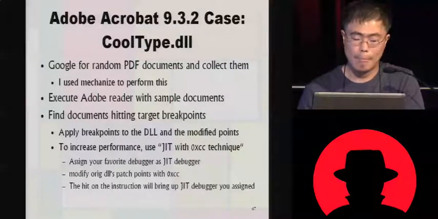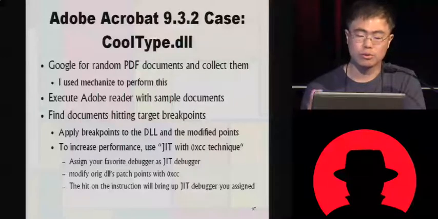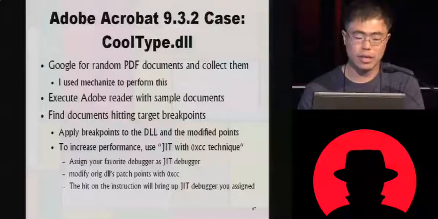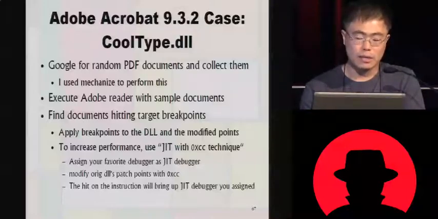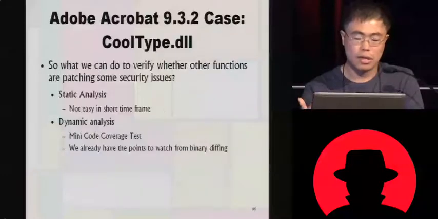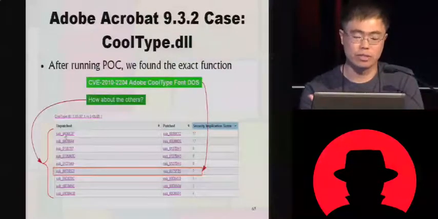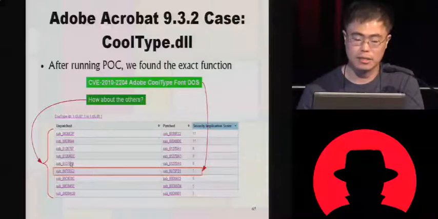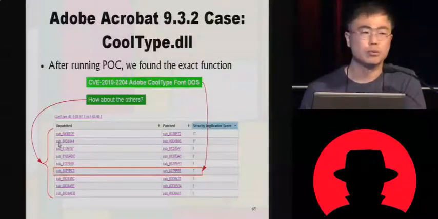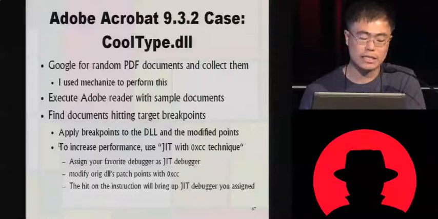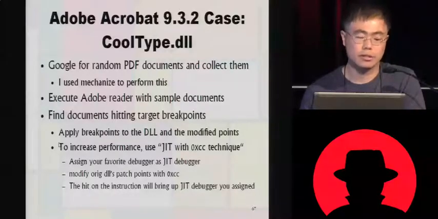As I said, you just Google random PDF documents from the web, a few thousand or so, and execute Adobe Acrobat Reader against them. You put a breakpoint at the points you are very interested in, like the diff points. As I said, from here you have all the functions, right? 1, 2, 3, 4, 5, 6, 7, 8. So you just put breakpoints on these 8 functions.